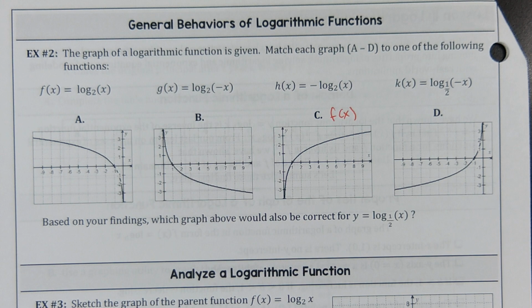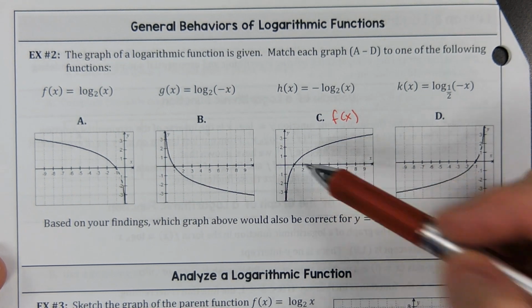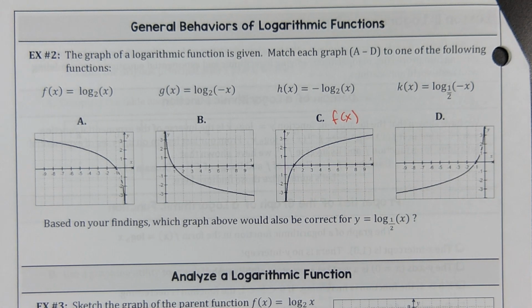We recognize it as the parent graph because it's going up and to the right. It's asymptotic to the y-axis. It goes through 1, 0. It is a parent logarithm.